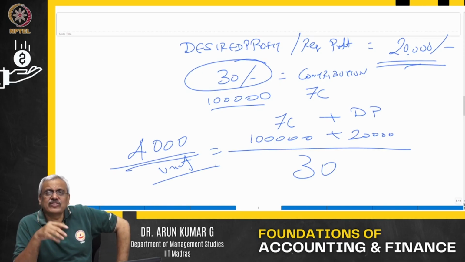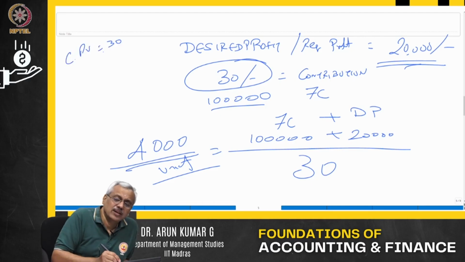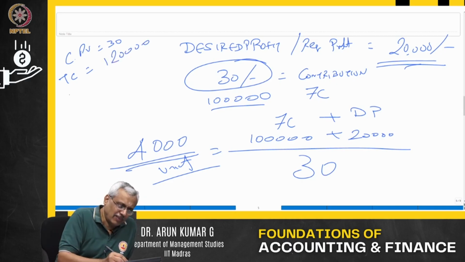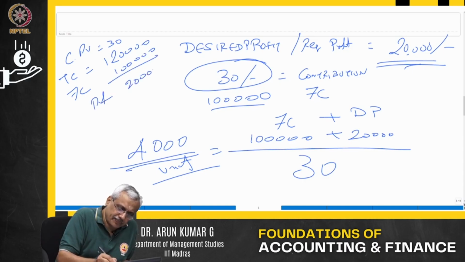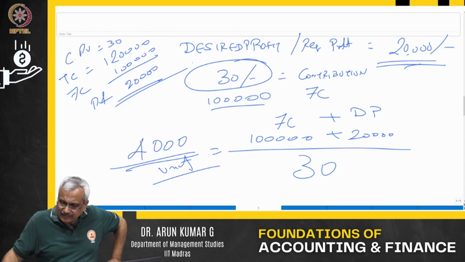You want to verify? You can verify. 4,000 into 100 is 4 lakhs, that is my total revenue. Total revenue minus variable cost, or you can even look at the total contribution. My contribution per unit is 30, so my total contribution is 30 into 4,000, which is 1,20,000. My fixed cost is 1 lakh. My profit is 20,000. That's it. That is what we call the desired profit.